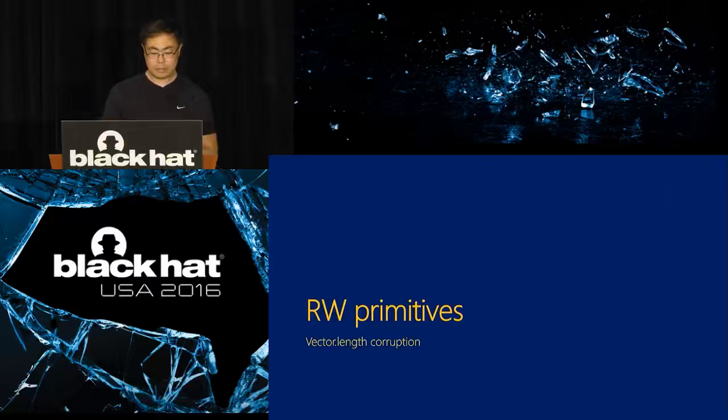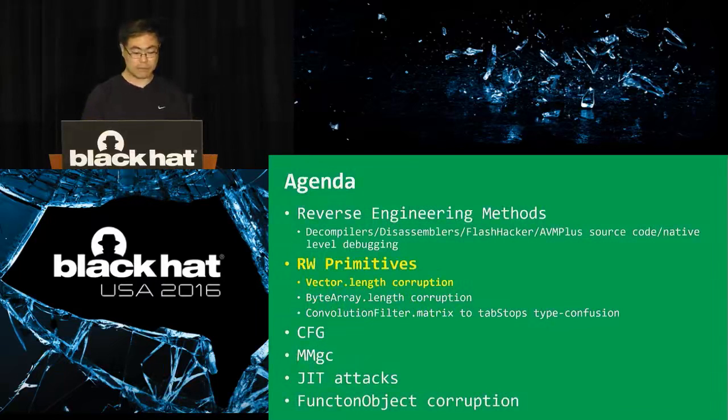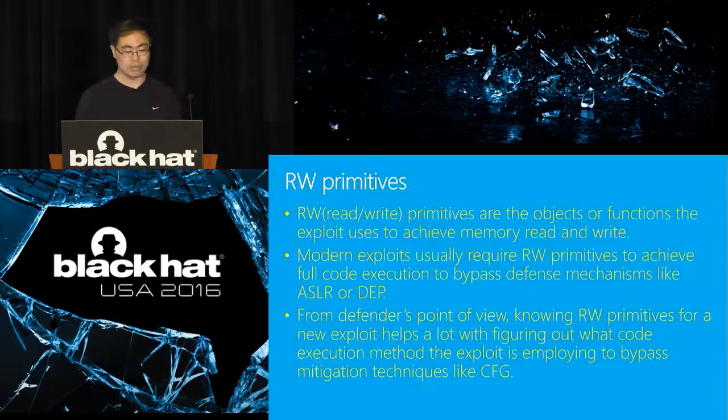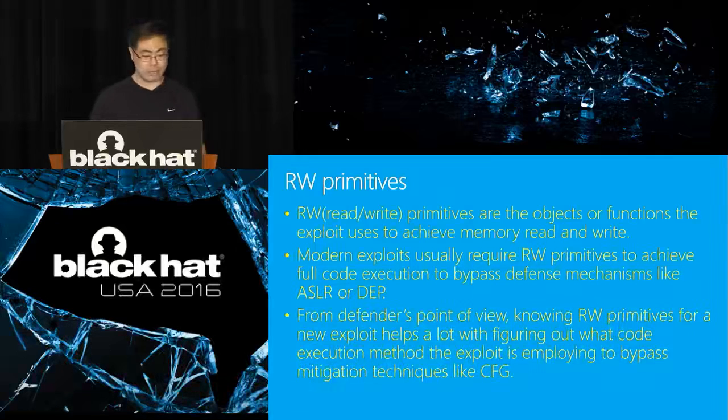So let's talk about RW primitives. From the agenda, this is the second part, and we will talk about three different RW primitives. The first one is vector length corruption. RW primitives are the objects or functions that exploits use to achieve memory read and write.